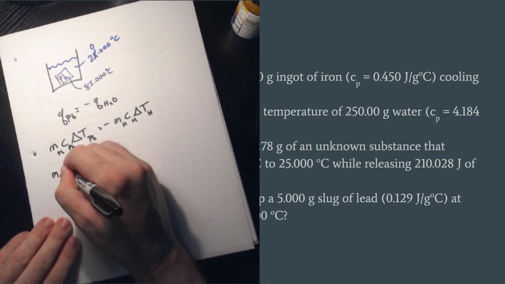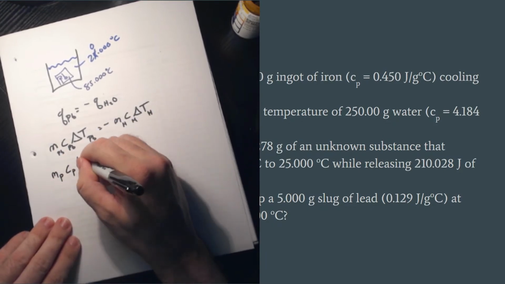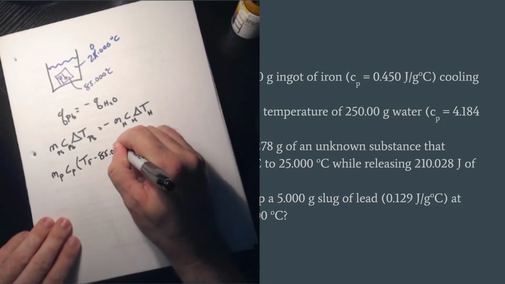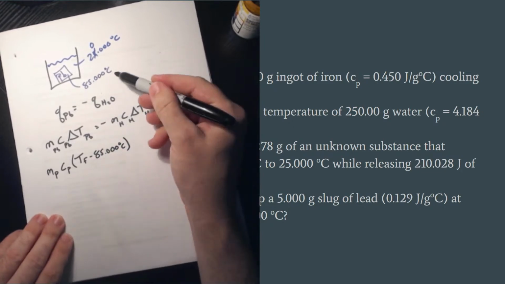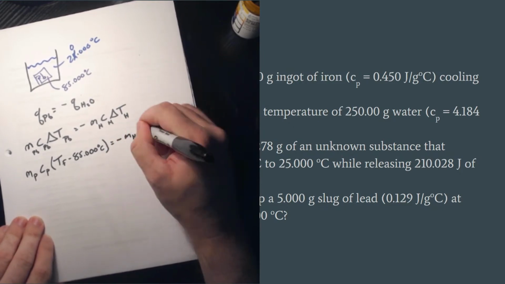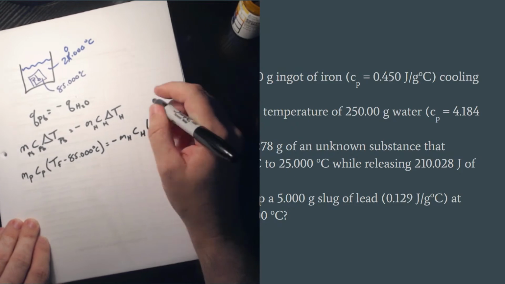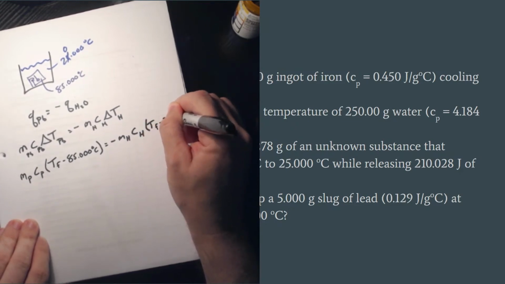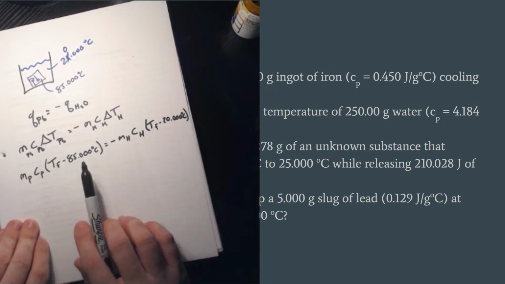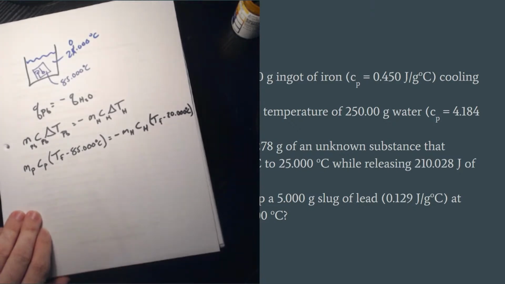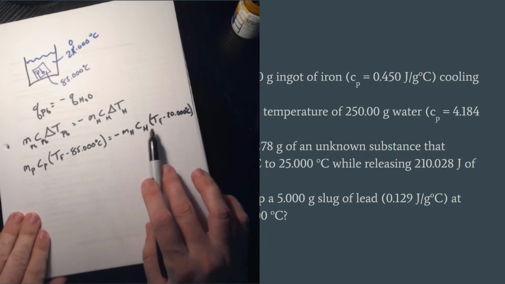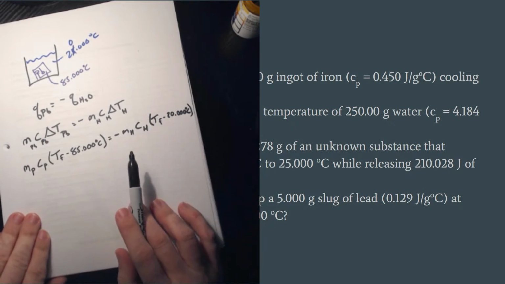So mass of the lead times the specific heat capacity of the lead, final temperature minus 85 degrees, because the lead starts at 85 degrees, is equal to negative mass of the water times the specific heat capacity of the water times the final temperature minus 20 degrees, because the water starts at 20 degrees. They both end up at the same final temperature. Okay. So we know this and this and this. We know this, this, and this. We're looking for our final temperature.